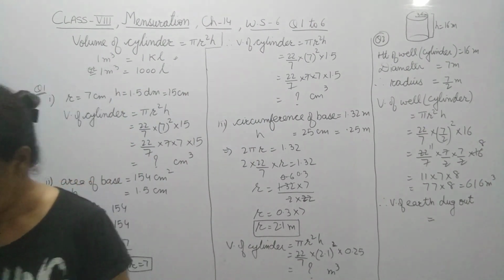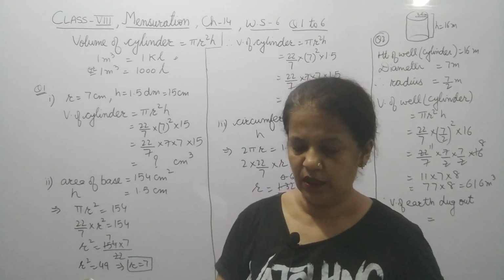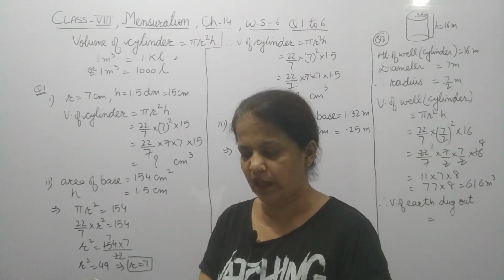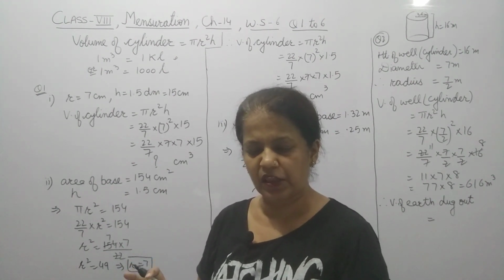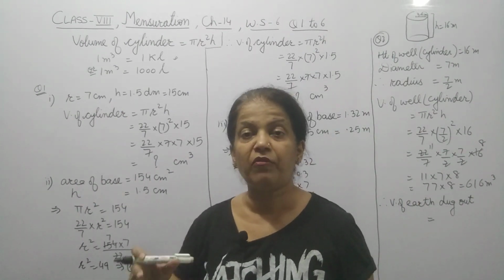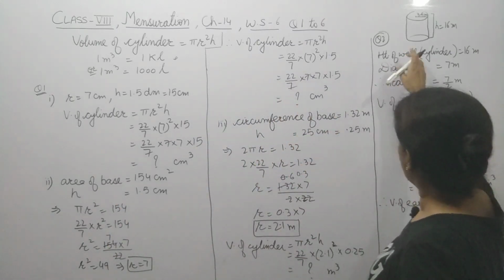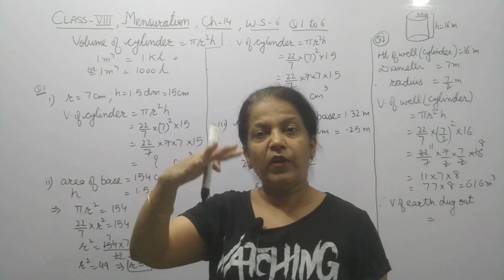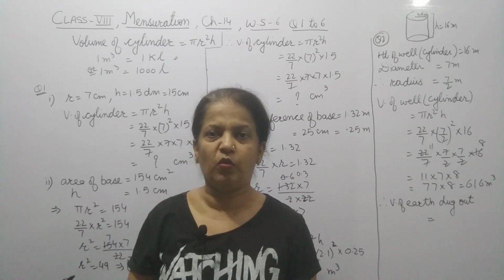Question 2. In question 2, the question is: how many cubic meter of earth dug out to sink a well 16 meter in depth and 7 meter in diameter? How many cubic meter of earth dug out? There is a well, and you know it very well that a well is always in the shape of a cylinder. Okay, the earth has to be taken out of the well. Here earth means sand or soil, you can say it.